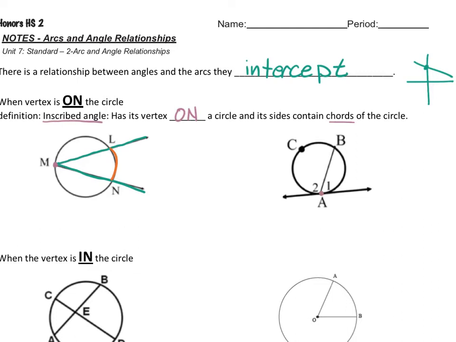However, I like to teach these at the same time. Even though they're two different types of angles, they both have their vertex on the circle, and they're both going to follow the same formula. So you can just remember them together. Let's make a little note here that this is an inscribed angle, and this one, not inscribed angles.